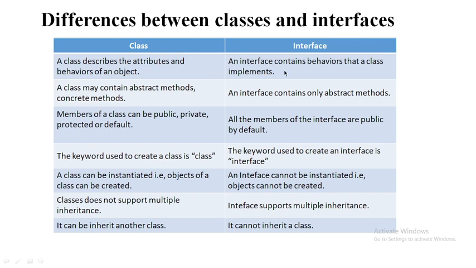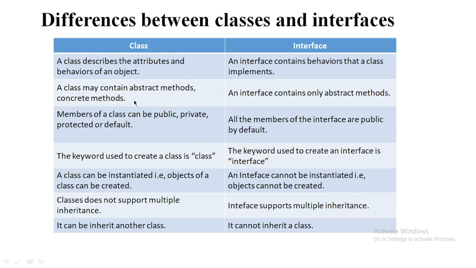Classes and interfaces are both similar. They have attributes, and they also have methods. But there are differences between them. When you take the attributes, methods, their access specifiers, and how you can implement them, based upon that we can differentiate classes and interfaces.